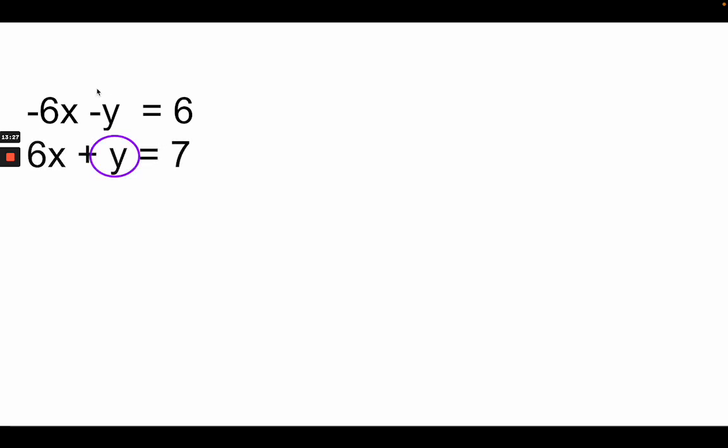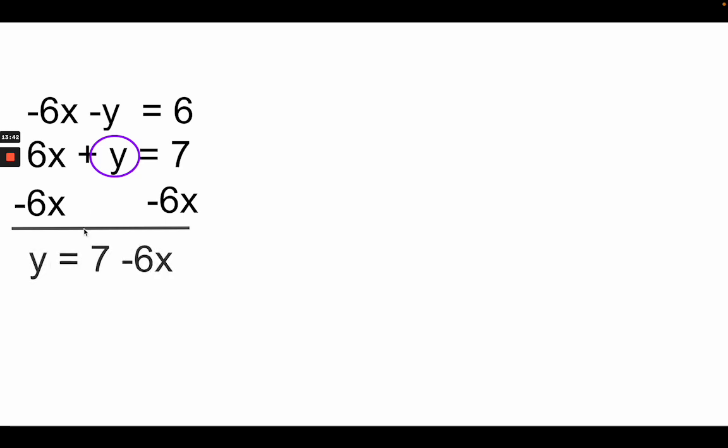And I'm going to push it down below that equation, 6x plus y equals 7. And I'm going to get y by itself by moving the 6x over to the other side. So minus 6x, minus 6x. I'll have y left over on the left side and 7 minus 6x on the right side. Now I have a variable that is by itself, and I can substitute this equation back into this other equation right here. Okay, so let's try it.